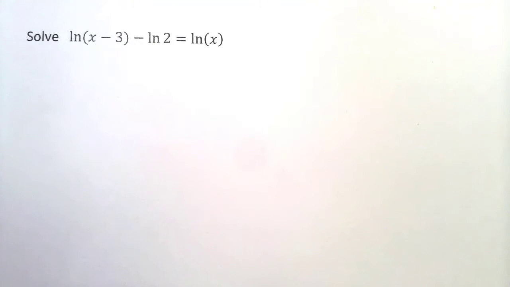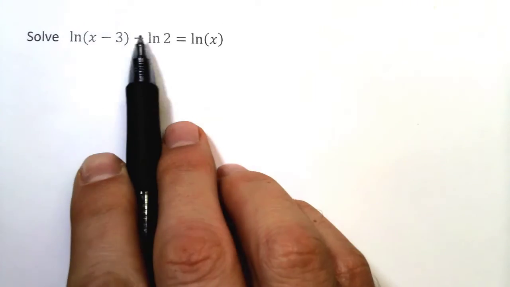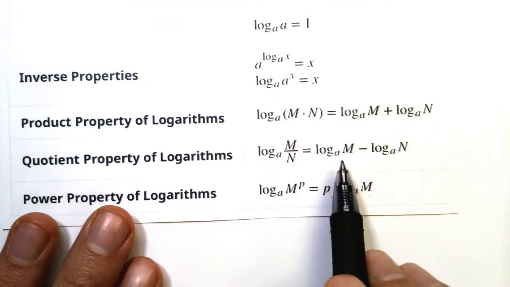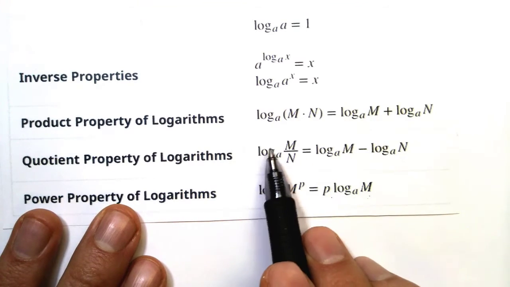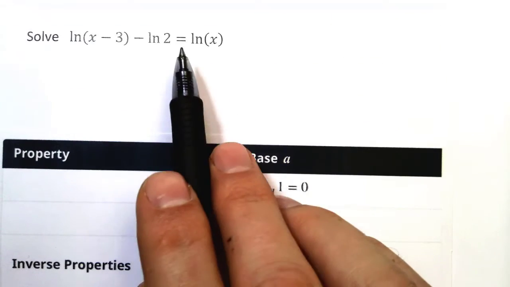Our next logarithmic equation is this one. Now remember what we did in the last one. We combined these logs so we had a single log on each side of the equation. Now I could combine these two using one of our properties. We have a quotient property. The difference of two logs becomes the log of the quotient, and I could use that property over here.